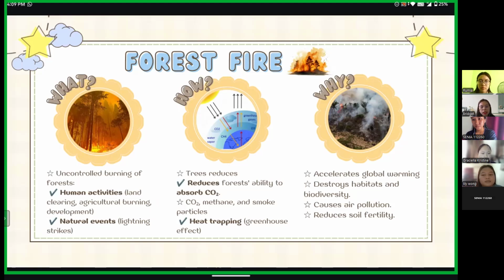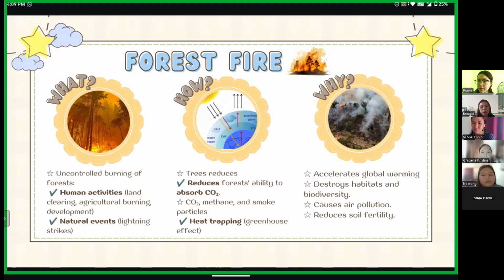Other than that, smoke and gases trap heat in the atmosphere. Greenhouse gases act as a blanket around the Earth. They absorb and retain the heat that would otherwise escape into space. This can also cause an increase in global temperatures over time.